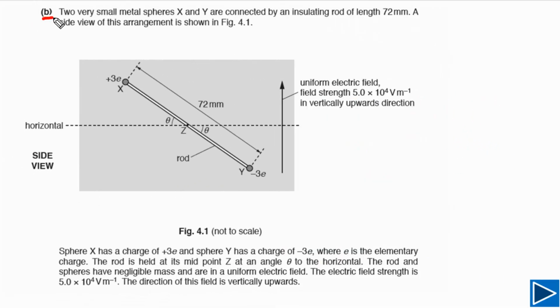For part B, it is given to us that there are two very small metal spheres X and Y. They are connected by an insulating rod of length 72 millimeters. The length of the rod is given, that is 72 millimeters. And the rod is placed inside a uniform electric field, and the value of E for the electric field is given, and it is also given to us that the electric field direction is vertically upwards.